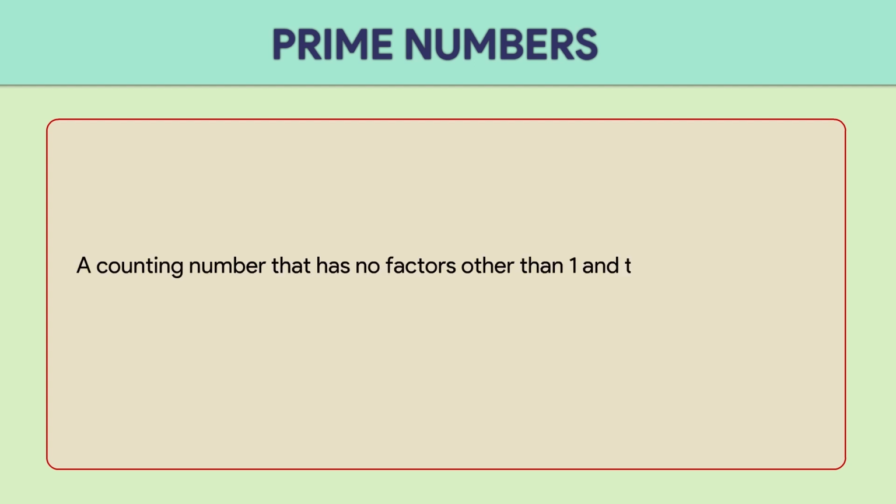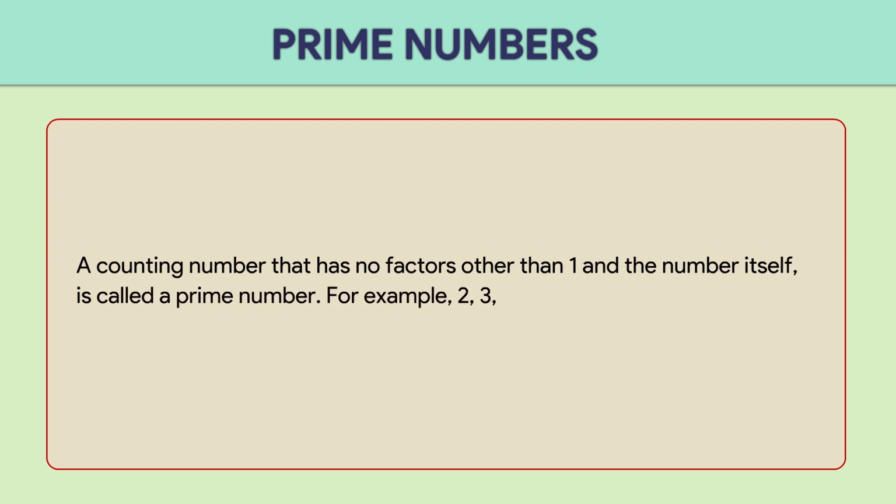Prime numbers. A counting number that has no factors other than 1 and the number itself is called a prime number. For example, 2, 3, 5, 7, 11, 13, 17, 19, 23, 29, etc.